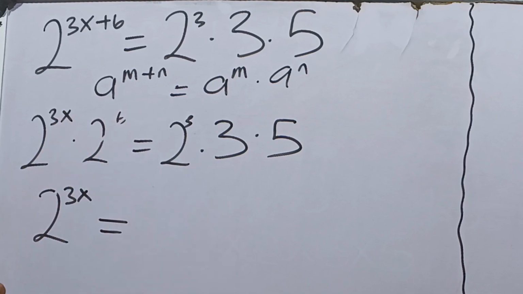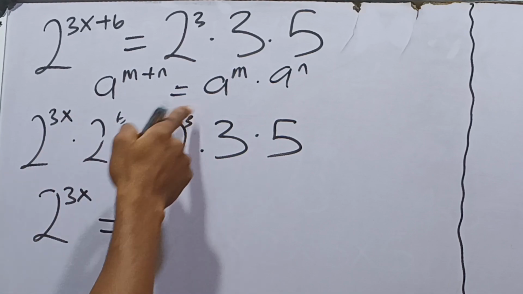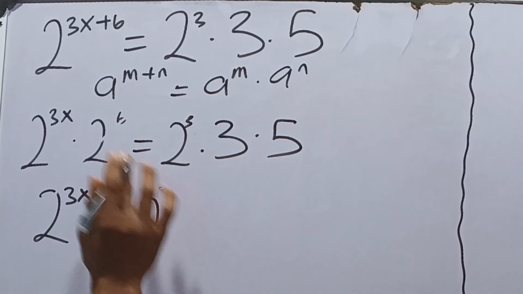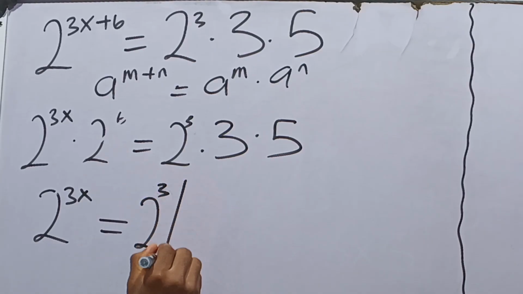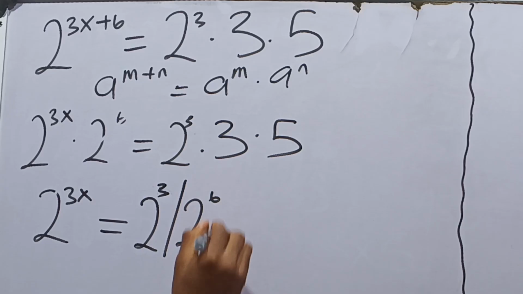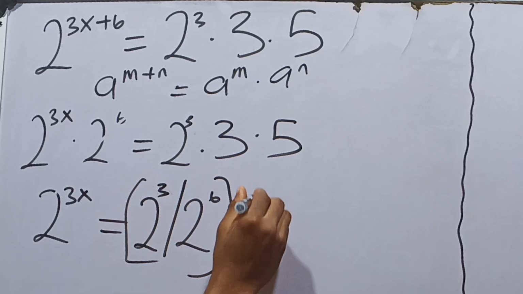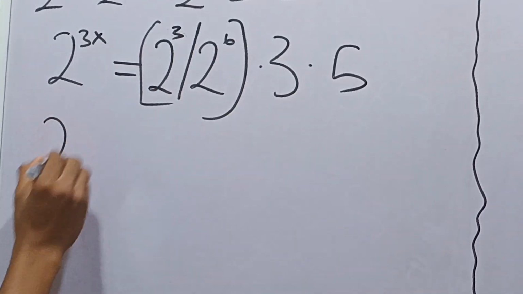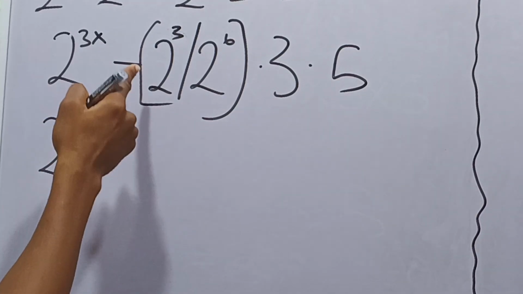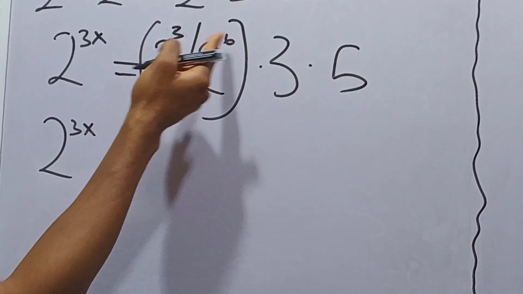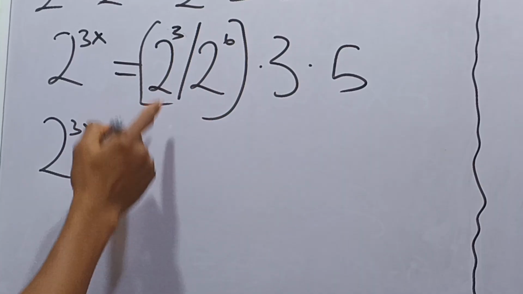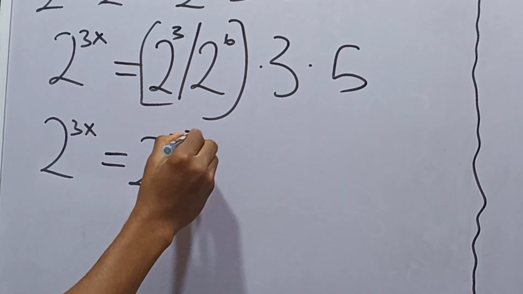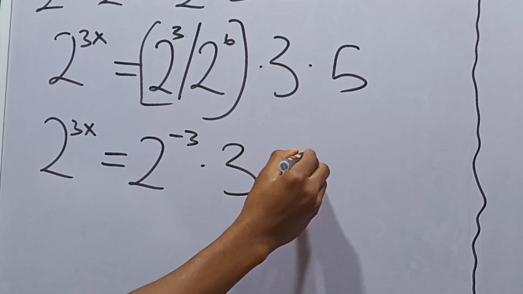2 to the power of 6 strikes us on this side. Okay, but on this side, we have 2 raised to the power 3 divided by 2 raised to the power 6. So we have 2 raised to the power 3 divided by 2 raised to the power 6. Okay, now this will be multiplied by 3 multiplied by 5. Right? Now this is 2 to the power of 3x. When you have numbers in the same base and you're dividing, you subtract the powers. So this is equal to 3 minus 6 is negative 3. Okay, so we have 2 to the power of negative 3 multiplied by 3 multiplied by 5.